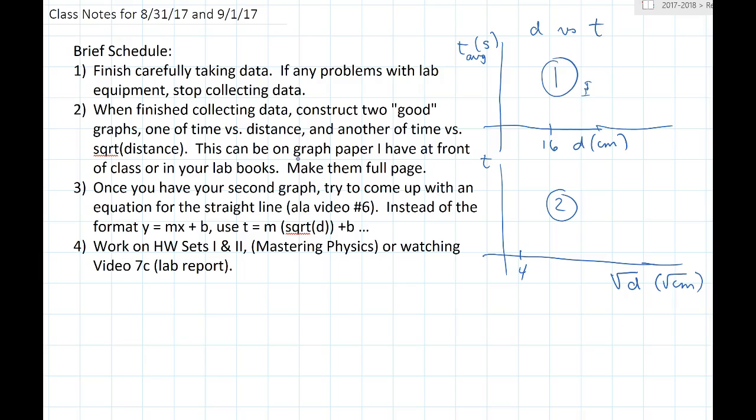I have graph paper that'll be at the front of the classroom. The sub will have it. You can also do this in your lab books. Okay, if you have a quad rule or a graph paper lab book, you can do that. Just make sure that it's full page.